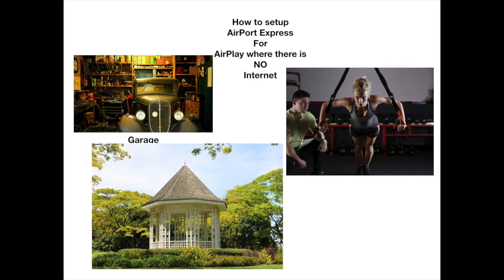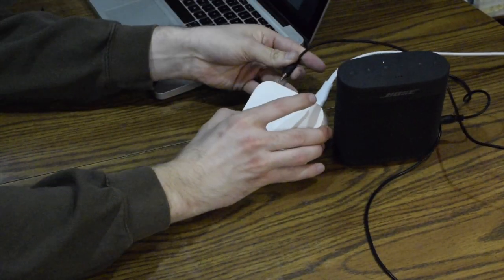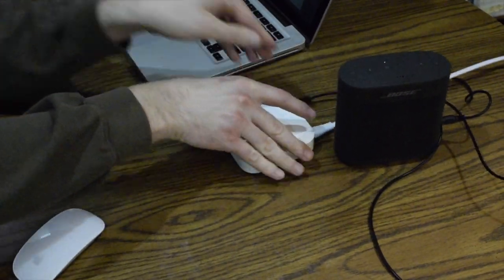But how do you set up a router so it works with AirPlay in an area that you don't have the internet, like a garage, gym, or your gazebo? Well, this is an AirPort Express, but a second generation. We'll plug it into the Bose, the powered speakers.